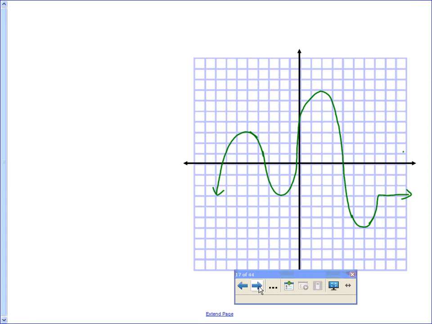Now we're going to move on and talk about the increasing intervals and the decreasing intervals. And let's just write a little bit down for this.